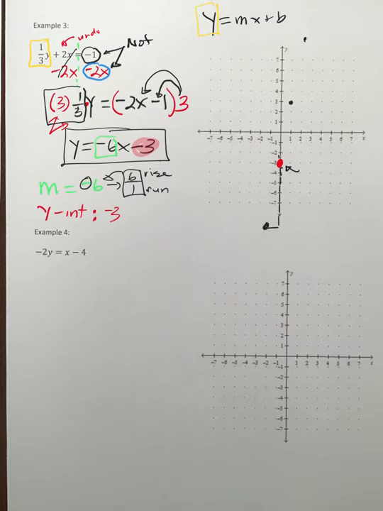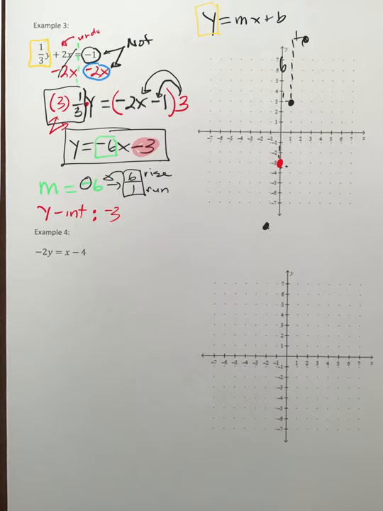I went up 1, 2, 3, 4, 5, 6. Then I went over 1. There's my new point. I went up 1, 2, 3, 4, 5, 6, and I went over 1. There's my new point. So I used the slope of 6 over 1 again and again to make my new points.